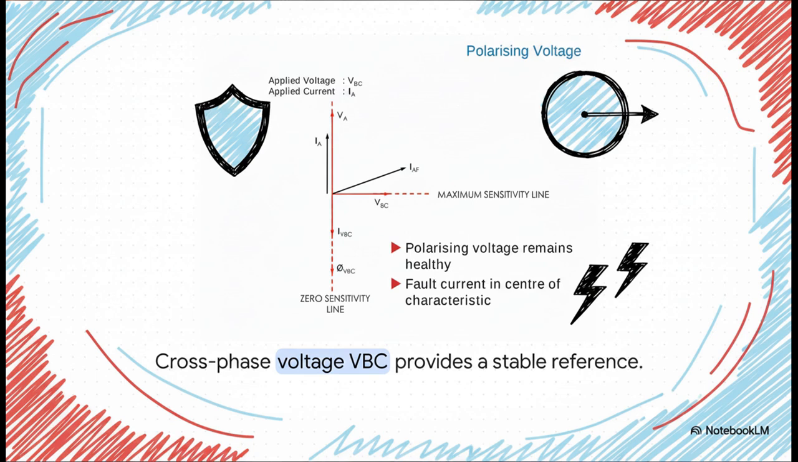And even more importantly, it perfectly shifts our characteristic. Our maximum sensitivity line is now positioned so that the highly inductive fault current lands dead center in the operate zone. The relay will confidently and correctly trip every single time.